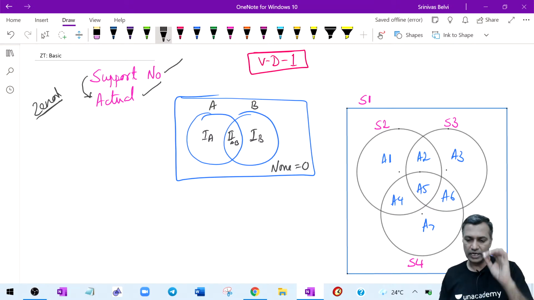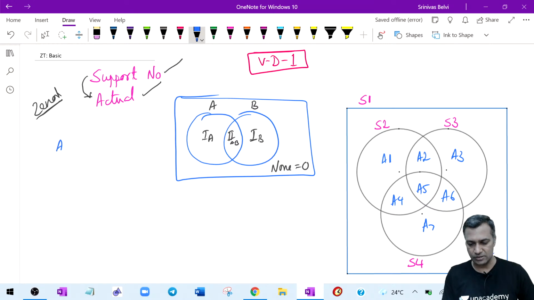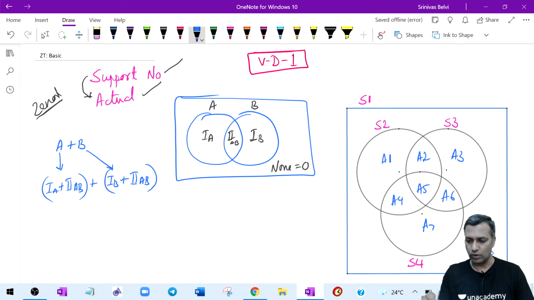Roman 2. Now let me understand this. If I add A plus B, what do I get? Let me quickly understand this. What is A here? A is nothing but 1A plus 2 times AB. That is nothing but region of 2. Plus B. What is this B here? B here is nothing but 1B plus 2 times AB. I just took those regions here. What is A? A is nothing but 1A plus 2AB. So that's what I represented out here.